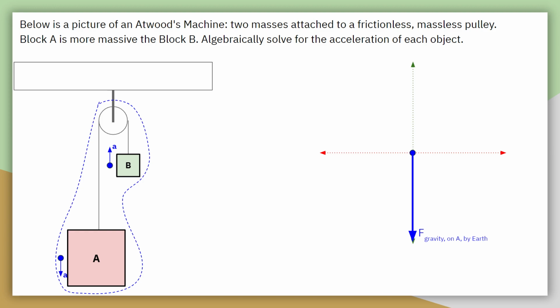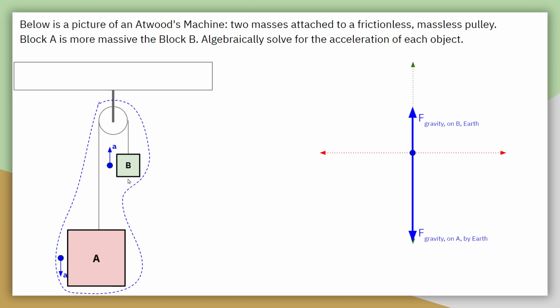B, however, would have a force gravity acting on B by the Earth, pointing down towards the center of the Earth. However, that's in the opposite direction that B is accelerating. B is accelerating upwards. So while the force gravity on A adds to the acceleration, the force gravity on B detracts from the acceleration.